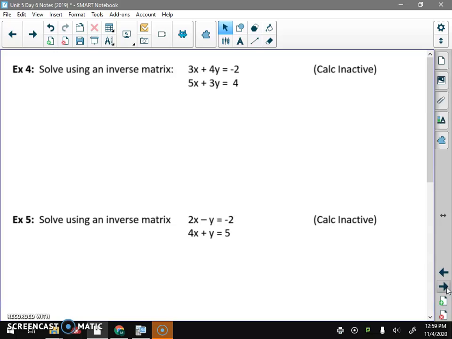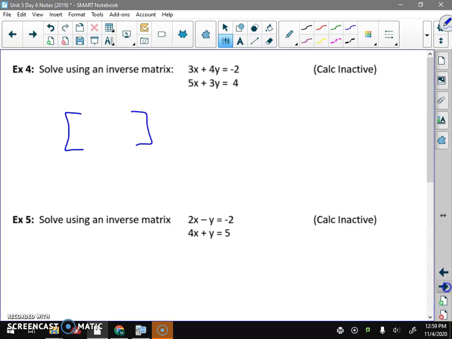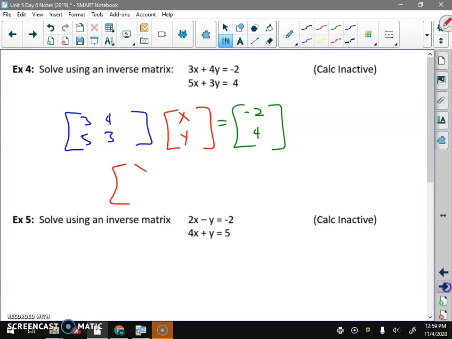All right. So we got about 2 more minutes. Here's the first thing we're going to do. We're going to set it up in not augmented, but rather 3 matrices: a coefficients, a variables, and an answer. So the coefficients, 3, 4, 5, 3. The variables, x, y. The answers, -2, 4. Just like always, we're solving for x, y.